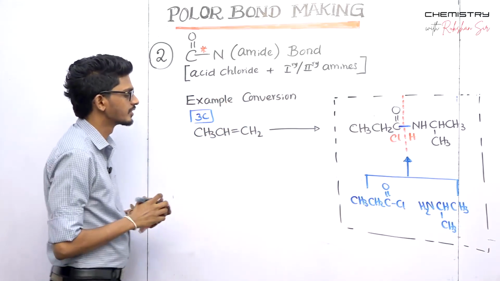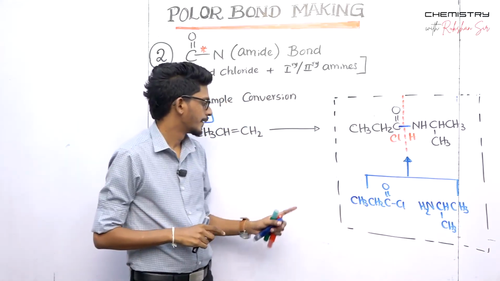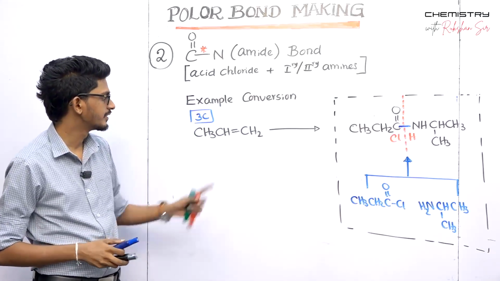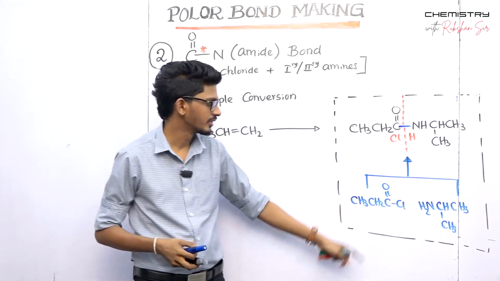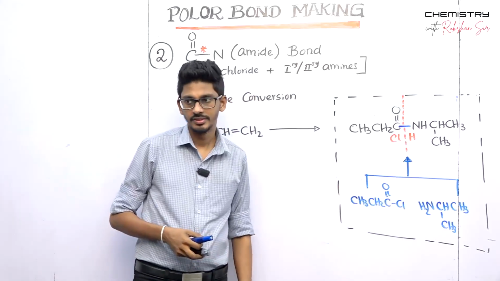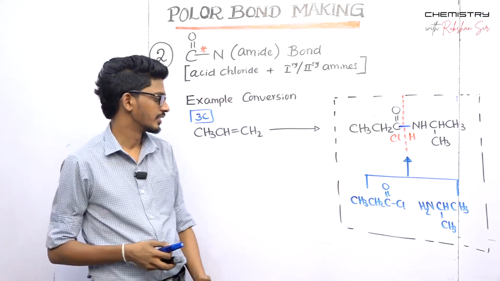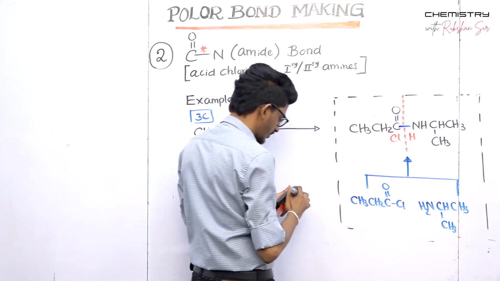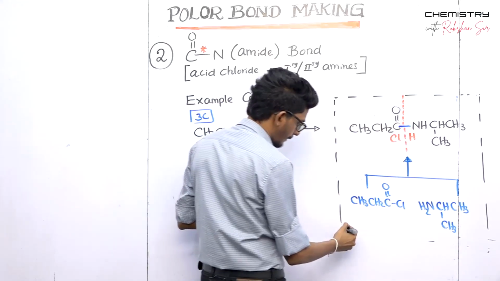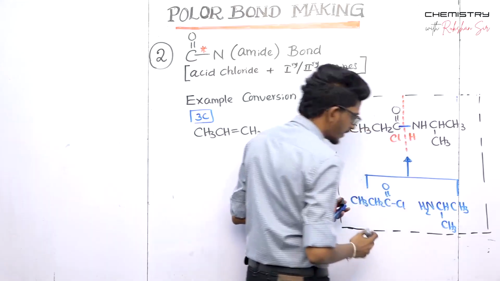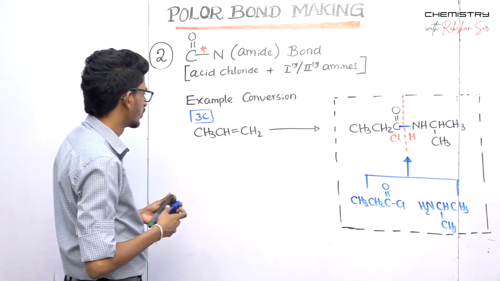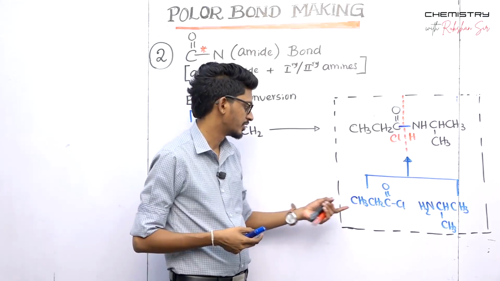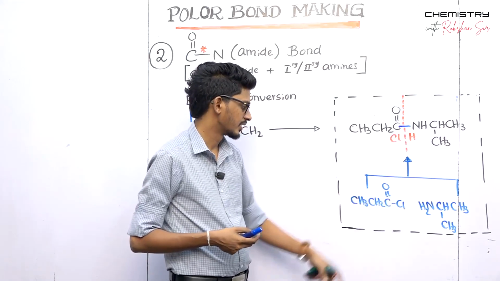So what we need to do is connect these two things to here. Basically a 3 carbon compound is there, and here also 3 carbons, and here as well 3 carbons. So just simple connections to be done. Let's make this one first, and then we can go with the other.